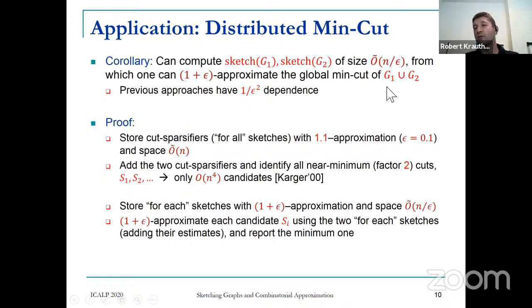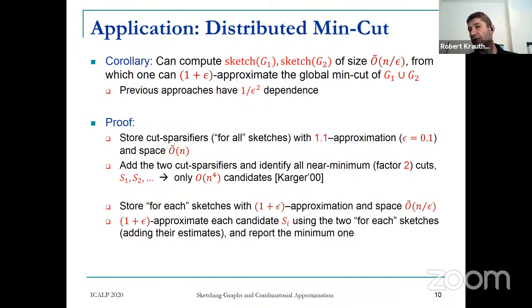So what could you do? The natural thing would be to send a cut sparsifier of G1 and a cut sparsifier of G2, then take the union of these two sparsifiers and compute the minimum cut there. And this will give you this 1/ε² dependence, because that's what you get from cut sparsifiers. Now, using these sketches, you can actually get it down to order 1/ε.